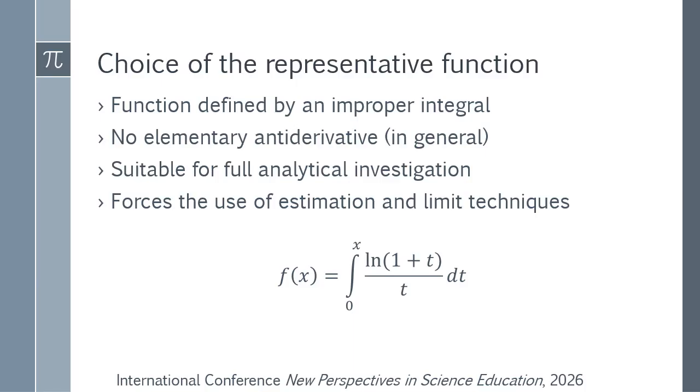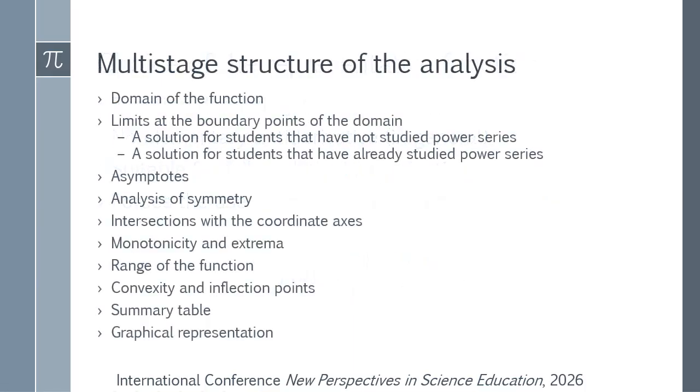The analysis follows a fixed multi-stage structure. It then proceeds through asymptotic behavior, symmetry, intersections with the coordinate axis, monotonicity, and extrema. Finally, the range, convexity, and graphical representation of the function are presented and summarized.